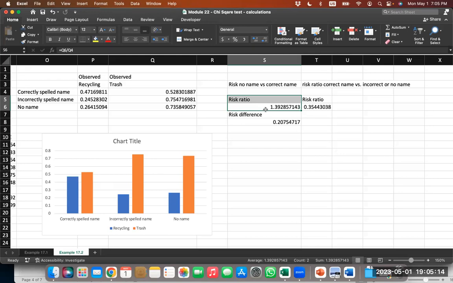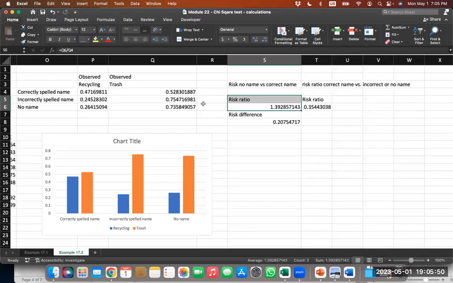So if you're saying, if I write my name correctly, or I write any customer's name correctly on a paper cup, they are XYZ times more likely to recycle as compared to that individual which did not have a name on it. That would be the question here. Or you can rearrange it according to your interpretation. So that's why risk ratio is very versatile too.